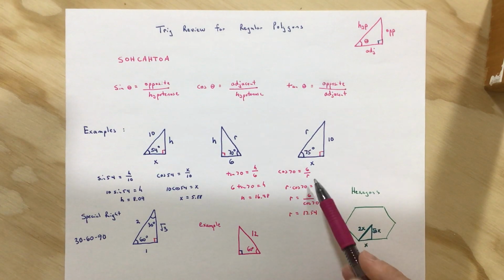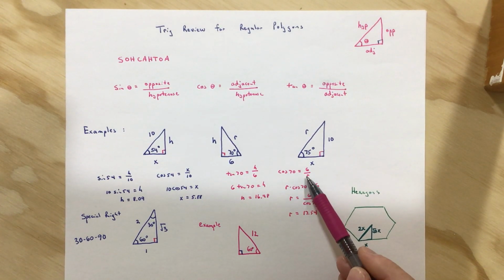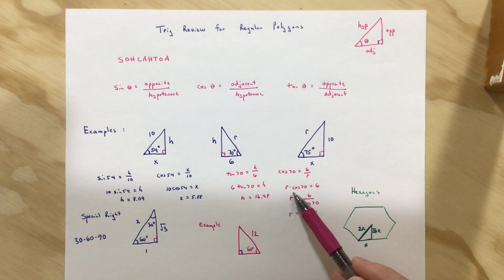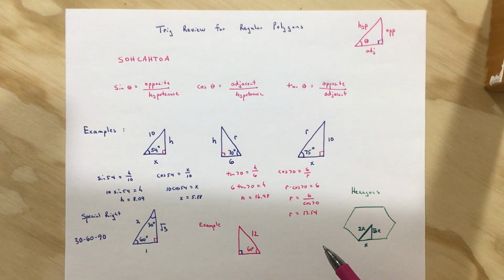Okay, and this is two-step algebra. When the variable is in the denominator, it's going to take two steps. I'm going to move the denominator over, move the variable over, and then I'm going to divide by cosine.